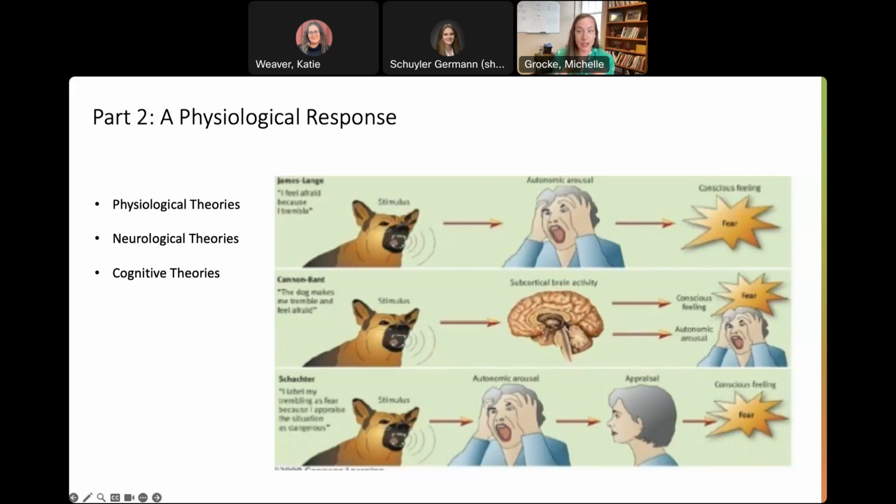So the three here on the screen on these slides are, I think, worth going over. All of these are a little bit different in terms of the order of operation. So what's happening first to then spur the emotion? So this first one, again, if you see the dog here, the James-Lange hypothesis, essentially states that our emotions happen according to our physiological response to an event.